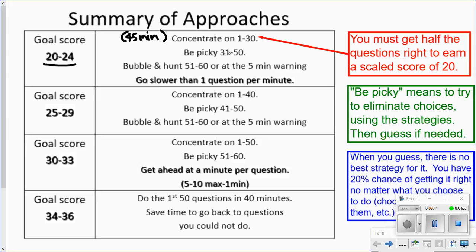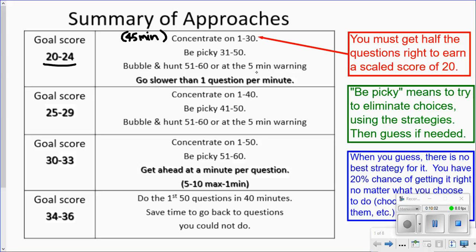Now, these are going to be harder on 31 through 50. So be picky means to maybe use one of the strategies that we're going to go over. But don't spend too much time on it. These are not to be time sucks. You do not want this to take all of your time. Okay, so eliminate some choices if you can, use a strategy if you can, otherwise just guess and move on.